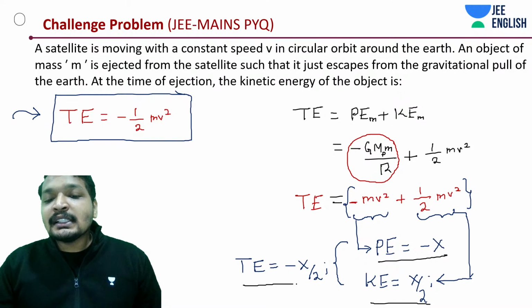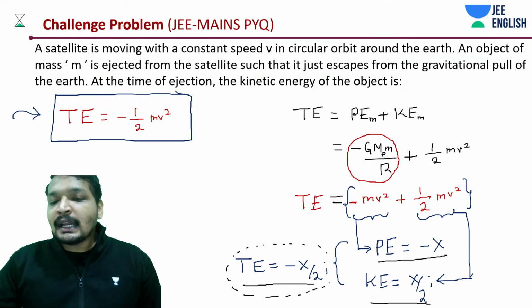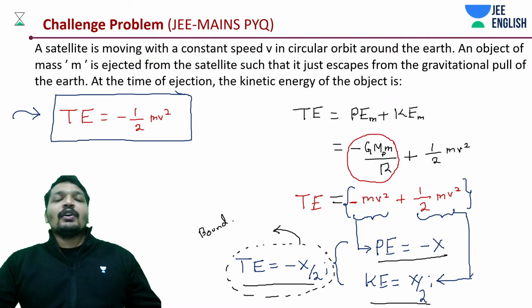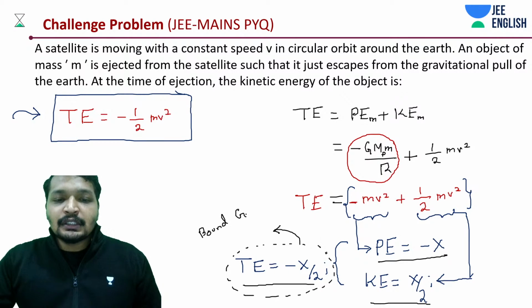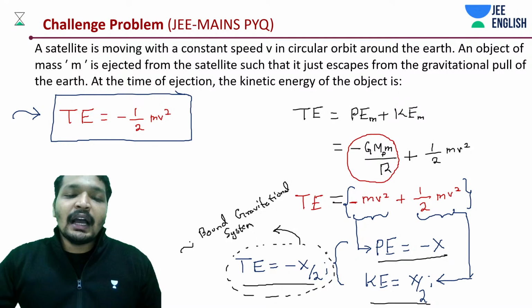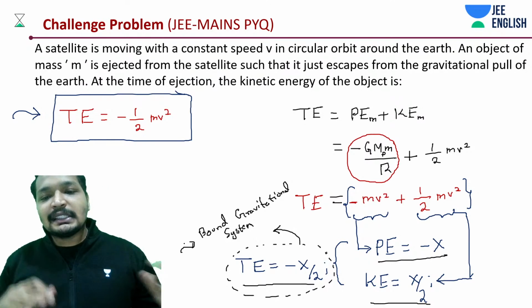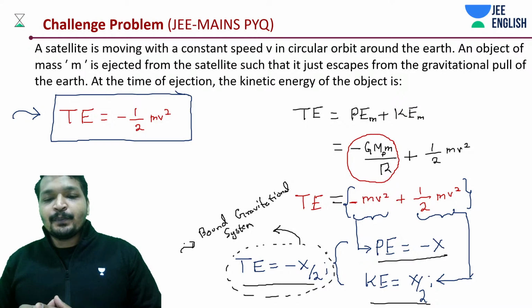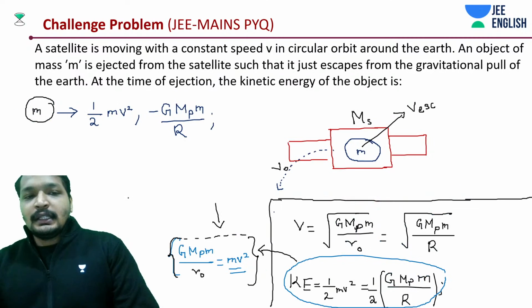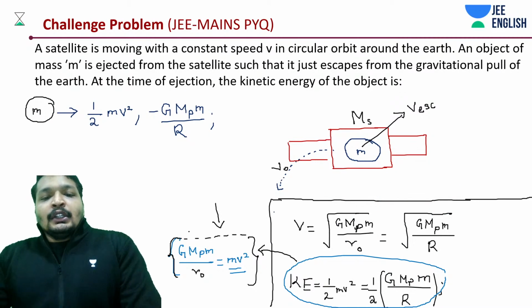What about your total energy? It's negative. What is the reason behind this? Because it's an attractive force and it's a bound system. The system is still under the influence of gravitational force. So bound system, gravitational system, it's going to have total energy to be minus x by 2. Okay, minus x by 2. That's it.